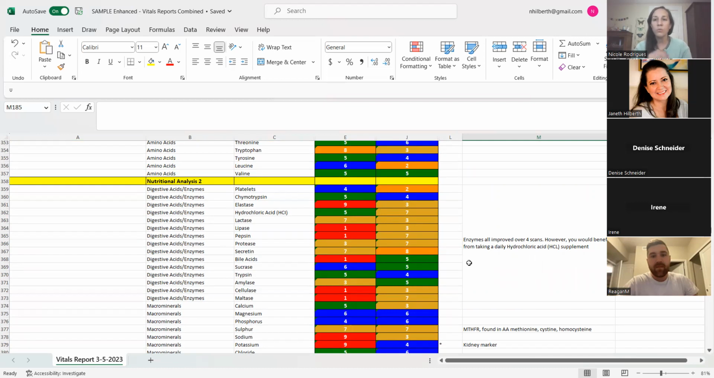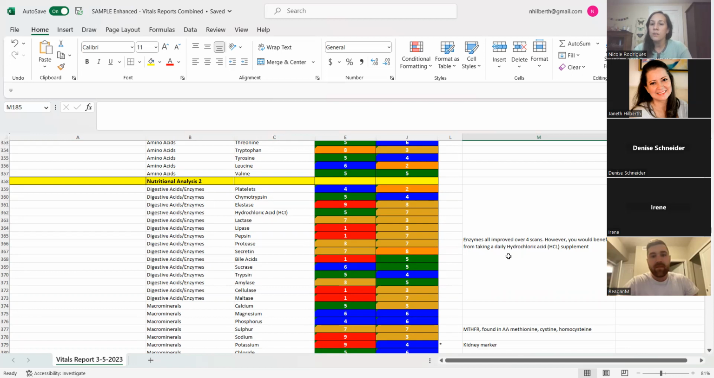So it just goes to show you that you have this great device in your hands. We have to be using it. We have to be scanning and optimizing our kids, our family, clients, friends. It's so important. When you actually look at the data, you can see the improvements clearly. So the enzymes improved overall over 4 scans.